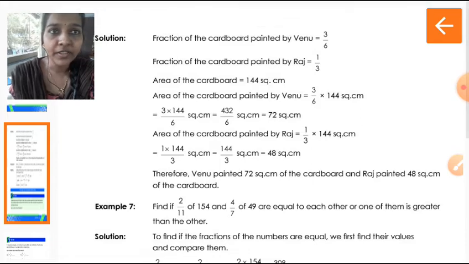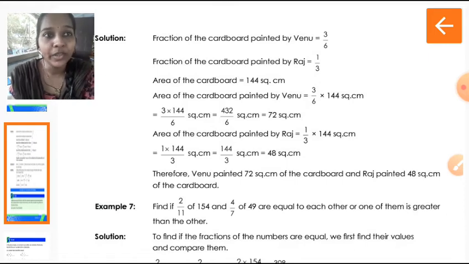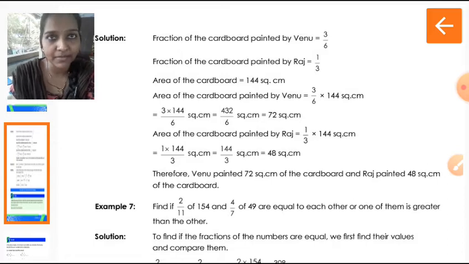First one is given, fraction of the cardboard painted by Venu. Fraction of the cardboard painted by Venu, that is 3 by 6. That is given in our question. Then fraction of cardboard painted by Raj, that also given 1 upon 3 or 1 by 3. Then area of the cardboard, that is given 144 square centimeter. Okay. Then now we are going to find out area of the cardboard painted by Venu.